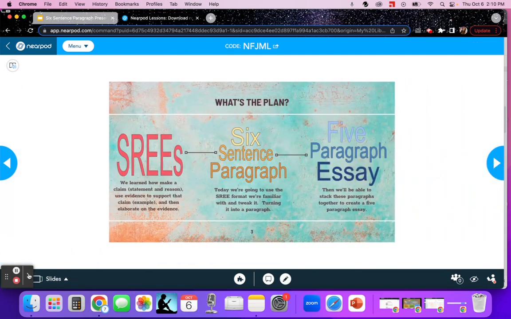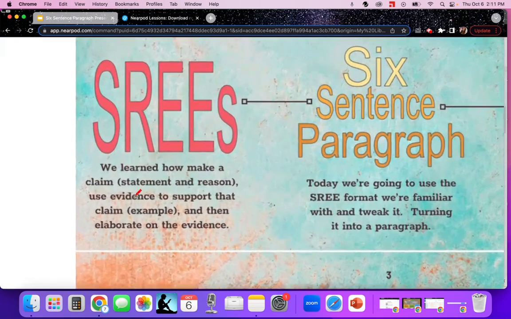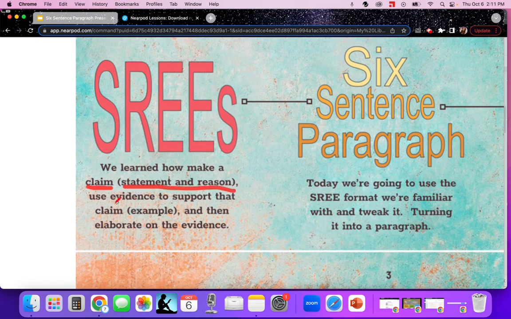All right, so here is kind of the game plan for us. So first, we learned how to do SREEs. You guys learned how to do that last year. You have a claim, which is another word for your statement and your reason. You're using evidence to support your claim, and that's supposed to be an arrow. And then you learned how to elaborate, and our elaborations have been getting a lot better than they were in 7th grade.